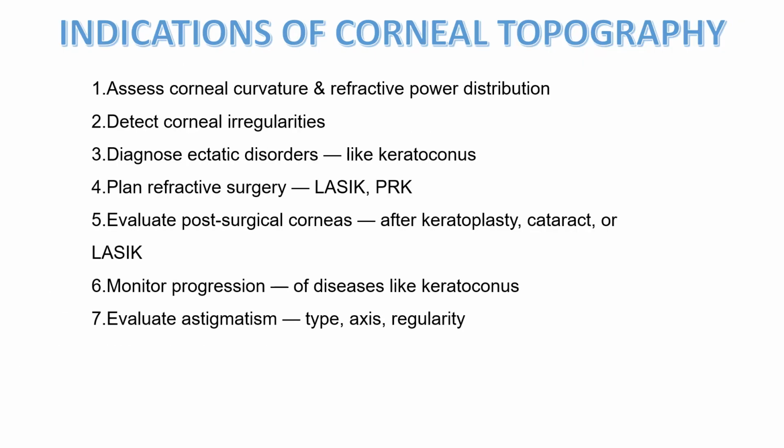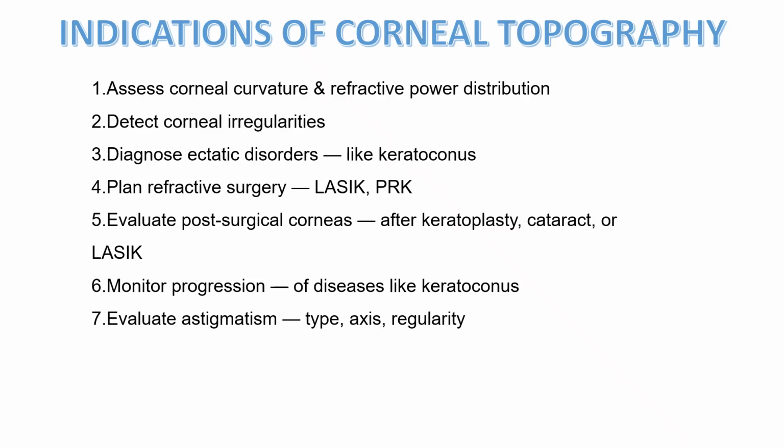Looking at the indications of corneal topography, it assesses the corneal curvature and refractive power distribution. It detects corneal irregularities. What are the corneal irregularities that it can detect? Keratoconus, post-LASIK changes. In surface irregularities, it can detect epithelial defect, tear film instability. If there are any corneal scars, corneal edema, ectasias, it can detect these. It can diagnose ectatic disorders like keratoconus.